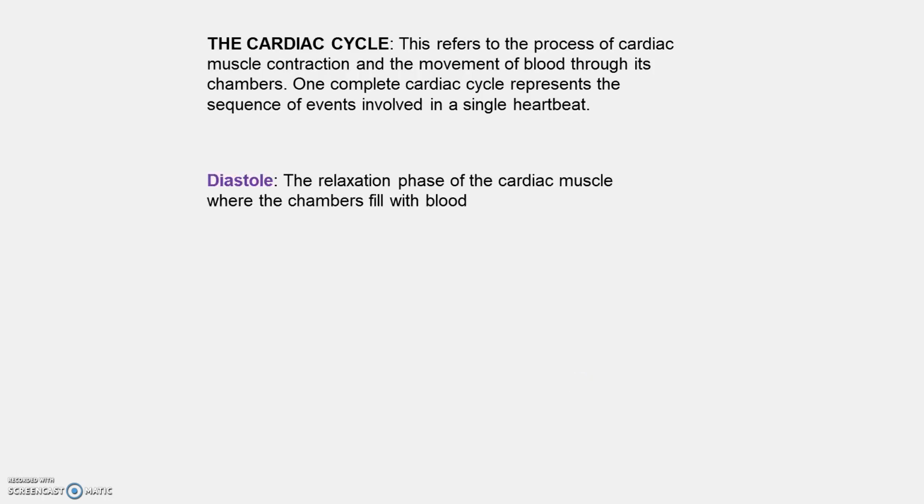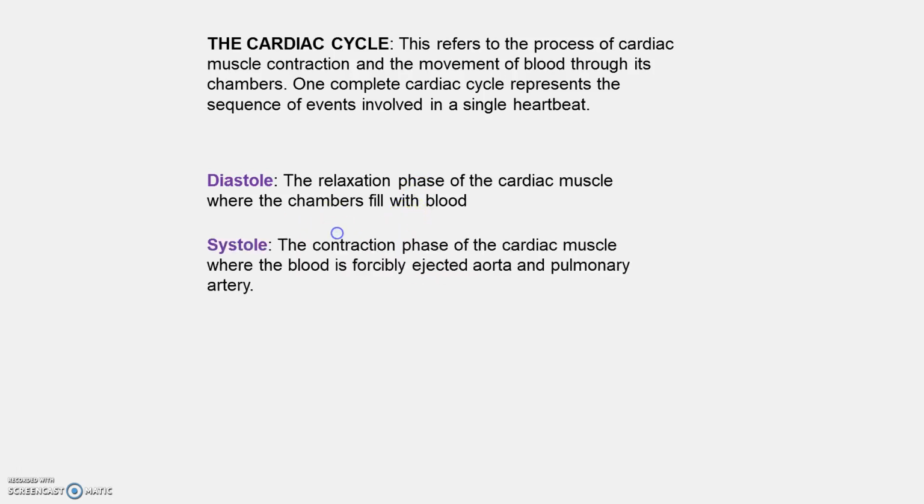So, diastole. This refers to the relaxation phase of the cardiac muscle where the chambers are filling with blood. So you may have heard of diastole and systole through pressure, so blood pressure. So you have systolic blood pressure and diastolic blood pressure. So diastole is the relaxation phase. So this is when the heart is filling with blood, when it's not beating.